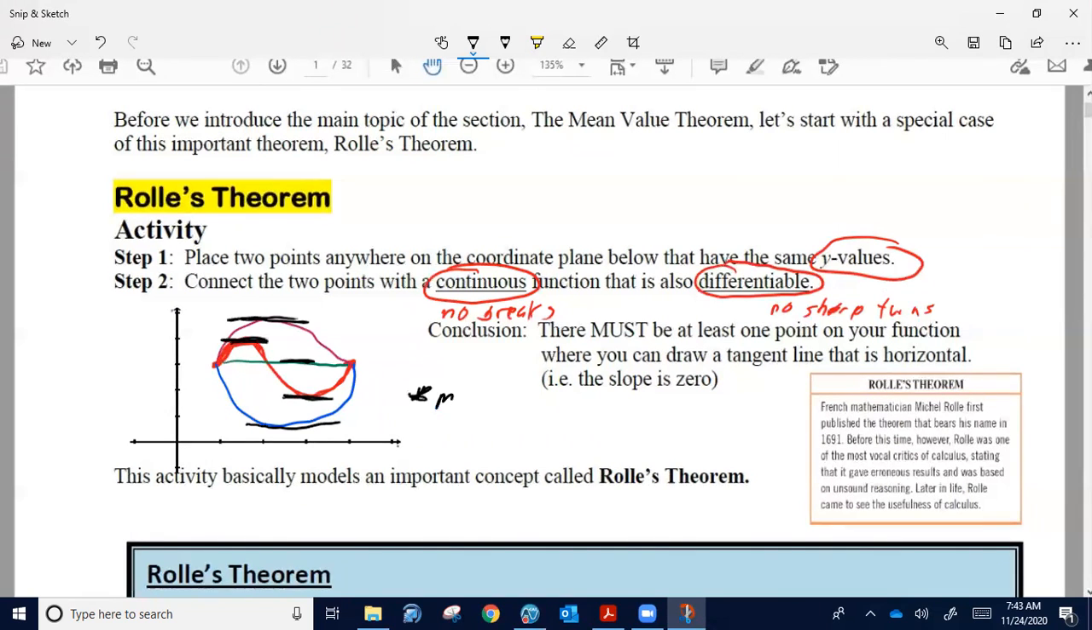So the idea is we must have a horizontal tangent line, which basically means the slope is 0 somewhere. That is Rolle's theorem. And the big thing about that, why that's important, is all of these things, as we've worked through Unit 5, you're going to see it's all about maxes and mins. What's your high spot? What's your low spot?